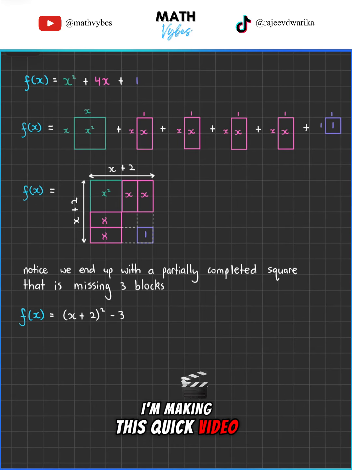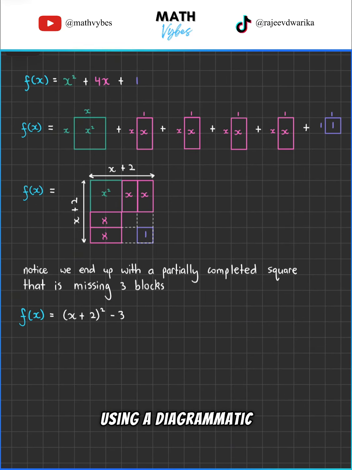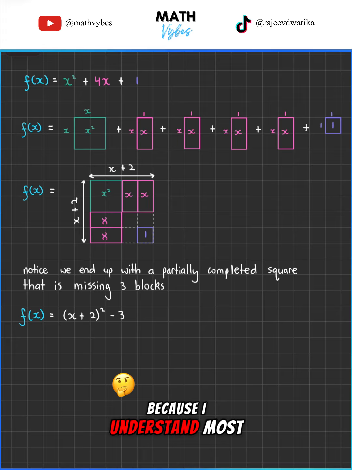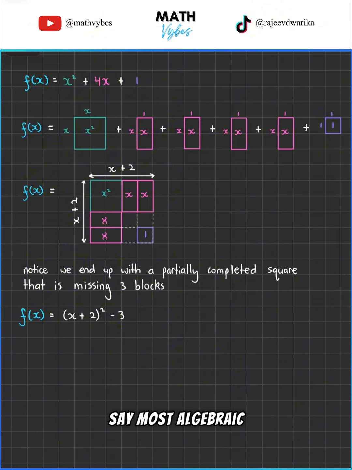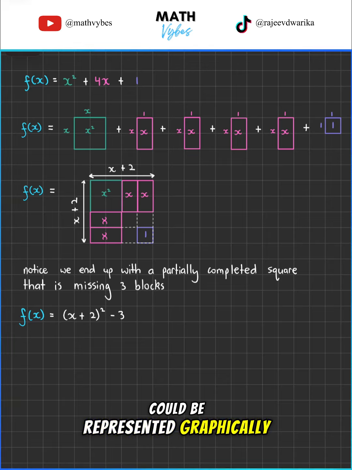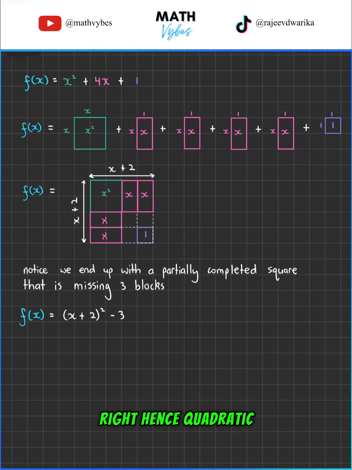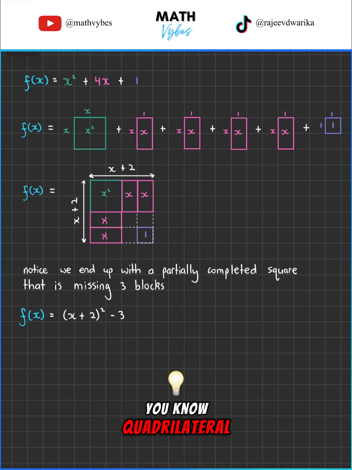I'm making this quick video to explain completing the square using a diagrammatic approach, because I understand most of you hate it, you don't understand it, or you probably give up on it. Before I start off, I just want to say most algebraic expressions could be represented graphically as a square or a rectangle, right? Hence quadratic, quadrilateral. So let's start off.